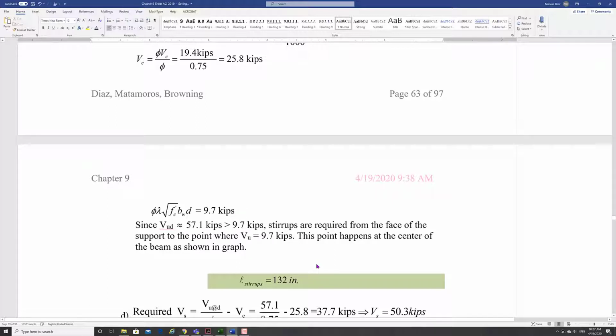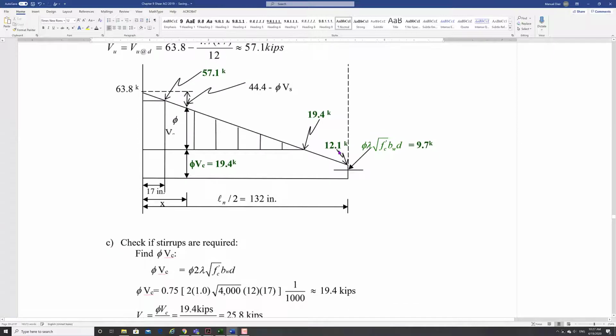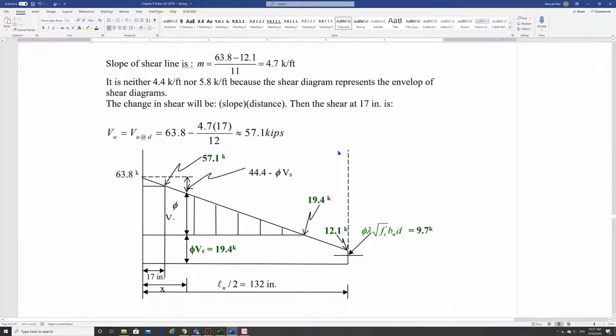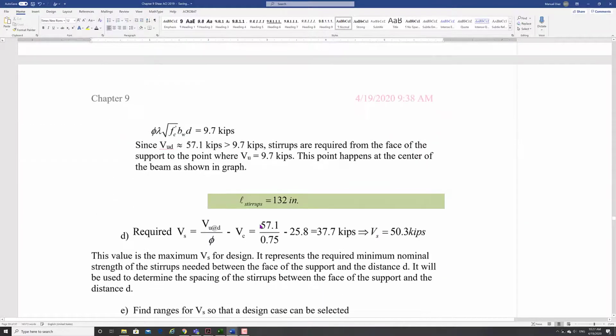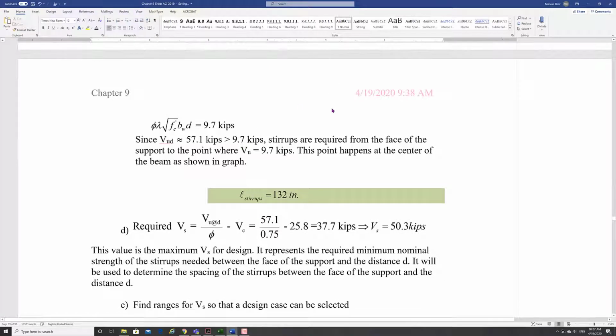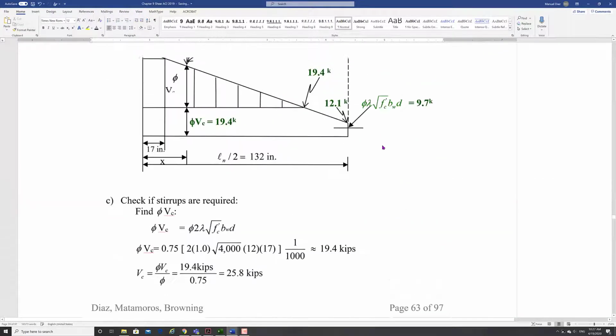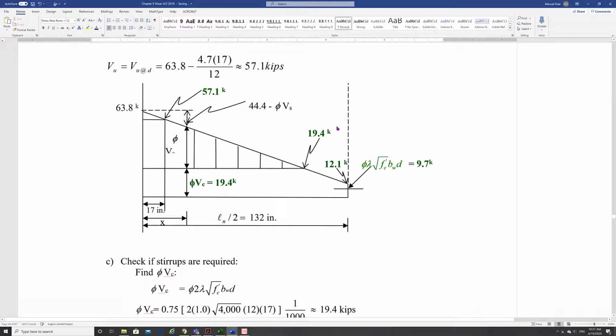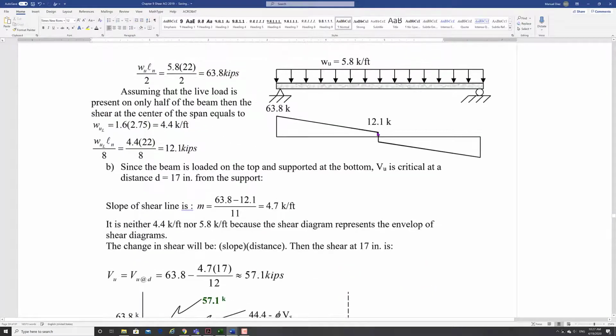And so we're looking at 9.7. So where is 9.7 in my graph? That's 9.7. We know exactly where it happens. It happens someplace in here, because this value is 12.1, so 9.7 is someplace in here. That means I need to put the stirrups all the way to the center. I have to cover it all the way to the center.